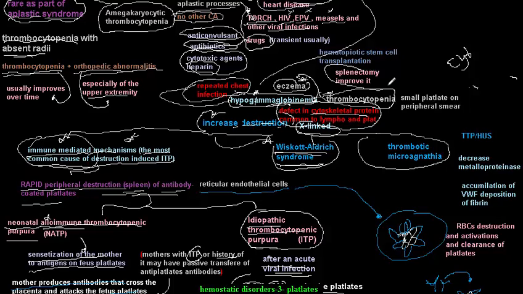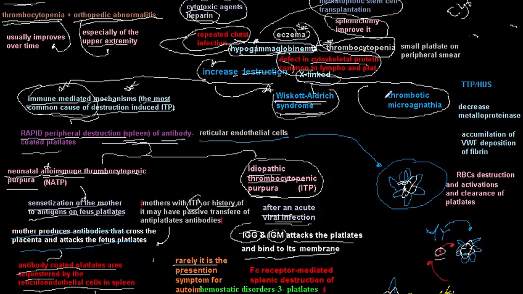Splenectomy actually will improve the case of Wiskott-Aldrich syndrome. Sometimes hematopoietic stem cell transplantation is the solution, so it depends. Okay, now let's move to the thrombotic microangiopathy. Oh, this is wrong. Okay, so it's thrombotic microangiopathy.